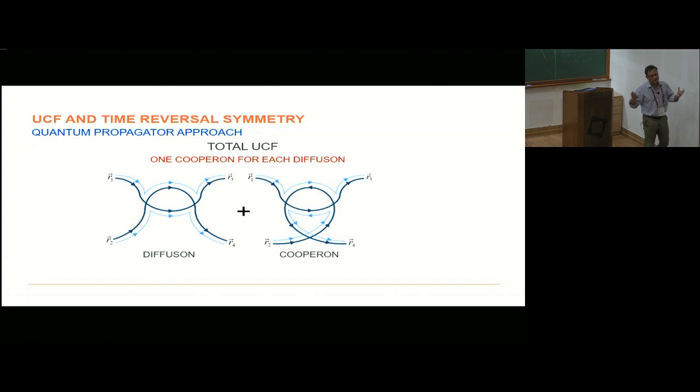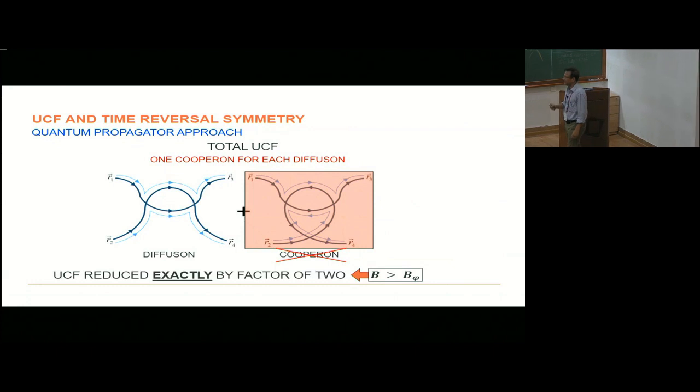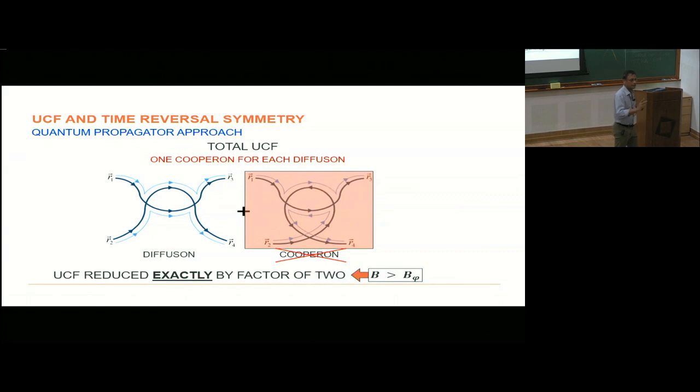I'm sure this is something people here will be well aware of. So the Cooperons, of course, have regions which are in opposite sense, so that when I apply a magnetic field, the Cooperon contribution vanishes, because the phase difference that is generated in different Cooperon paths interferes destructively and eventually averages out. As a result, the universal conductance fluctuations reduce exactly by a factor of 2 when you apply a magnetic field which is larger than the phase breaking length.